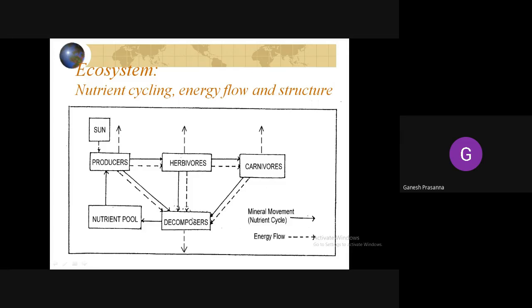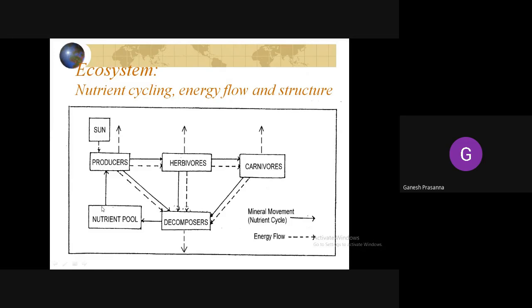When all these three die, the decomposers decompose them. There is a lot of energy that is being released. So they again come back to the nutrient pool. But from the nutrient pool back to the producer, there is no energy that is being given out. Only mineral movement takes place.